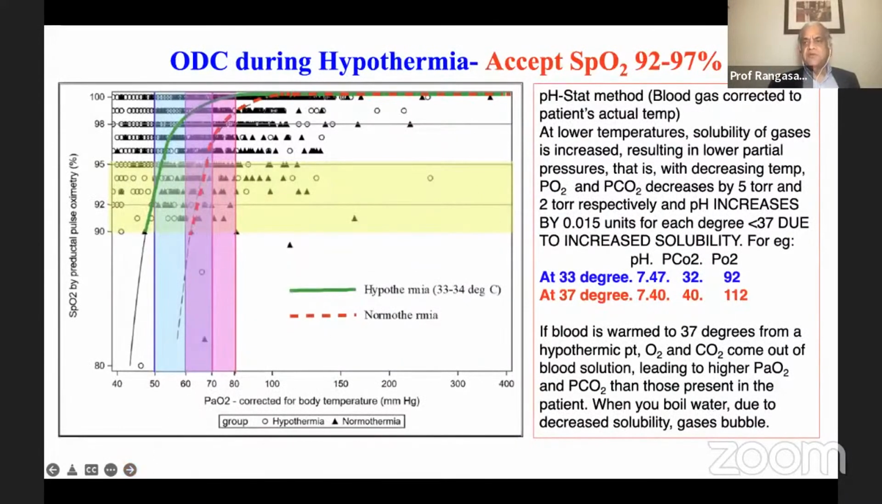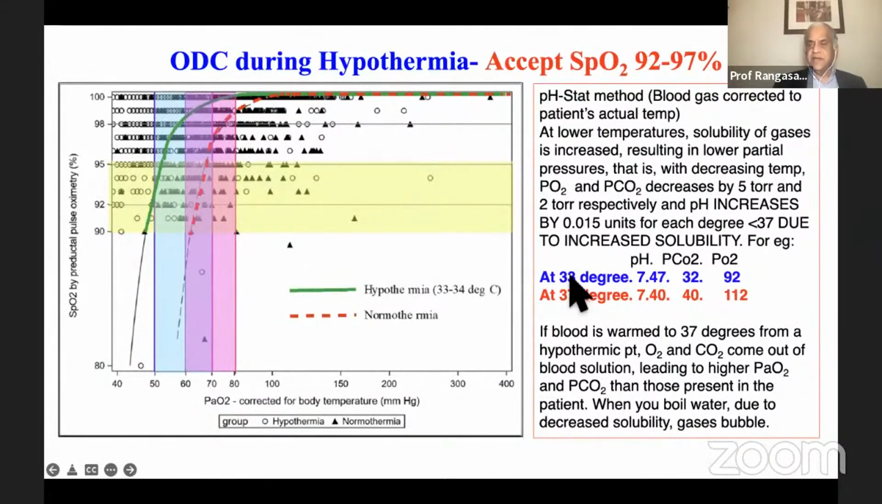What happens in babies when you are cooling them on hypothermia treatment? This is what happens. Because of the solubility of gas, here we use the pH stat method. Most of you use, hopefully, the pH stat method, where the blood gas is corrected to the patient's actual temperature. So at lower temperature, the solubility of gas is increased, and therefore results in lower partial pressures of gas.